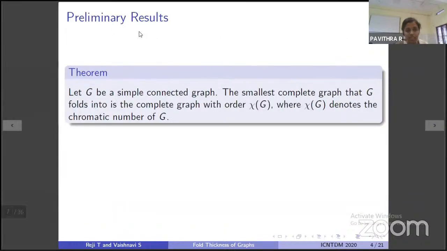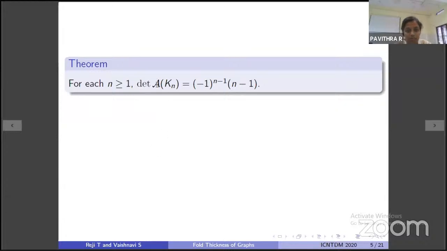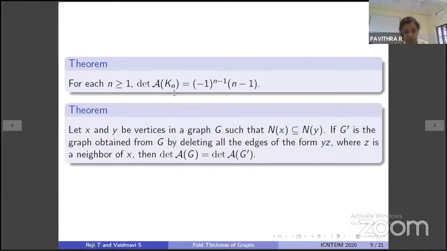Next, I state some important results that are already proved that will be useful in our discussion. Let G be a simple connected graph. The smallest complete graph that G folds into is the complete graph with order chi of G. Here chi of G represents the vertex chromatic number of G. Next theorem states that if there are two vertices in a graph having the same neighbor set, then that graph will be singular. Next theorem states the determinant of the adjacency matrix of a complete graph.